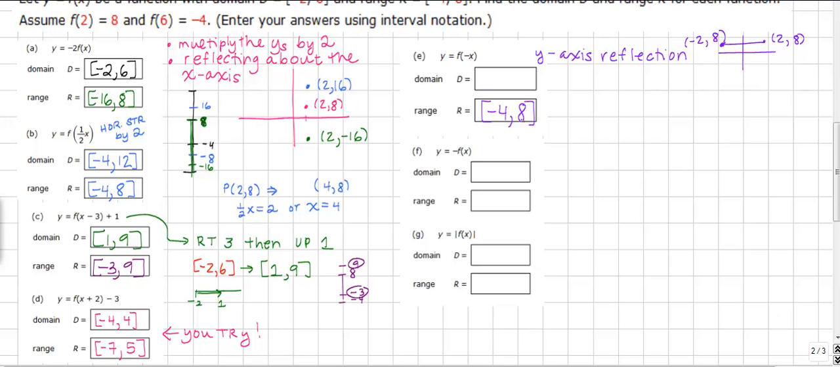My domain, however, is reflected about the y-axis. So while I had the domain -2 to +6, I will now have -6 to +2.